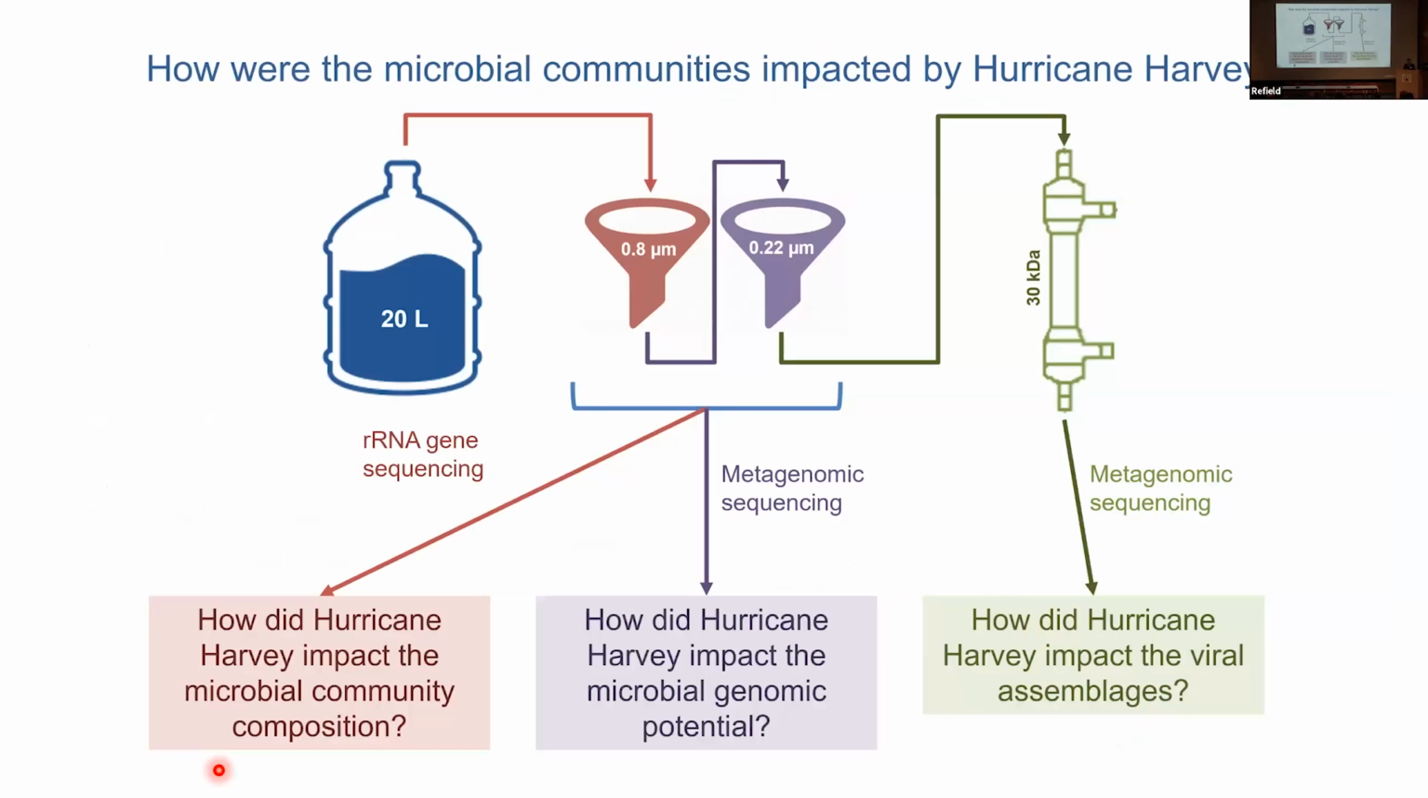So what we did is we collected 20 liters, and then we filtered it through 0.8 to remove the small eukaryotes, through 0.22 to keep the microbial fraction, and then we took that 20 liters and concentrated it to collect the viral fraction. And we looked at how Hurricane Harvey impacted the microbial community composition and biodiversity, how it impacted the genomic potential, and how the viral assemblages were also impacted.